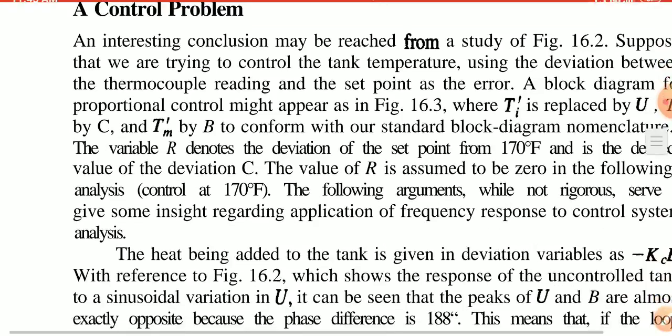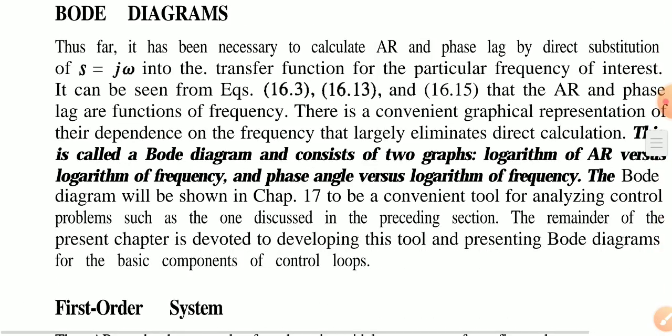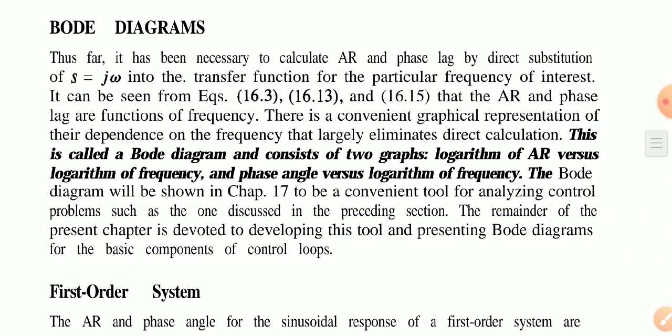Those are the equations we saw earlier. This is the part for the Bode diagram. The amplitude ratio and phase lag are functions of frequency. There is a convenient graphical representation of their dependence on frequency that largely eliminates direct calculation.